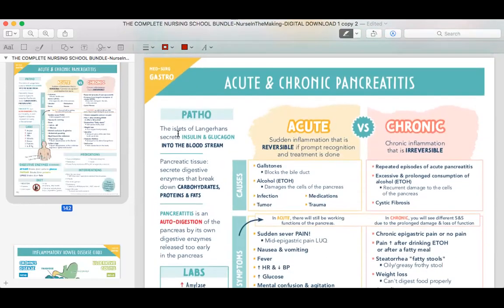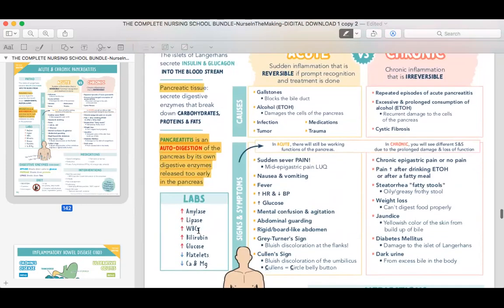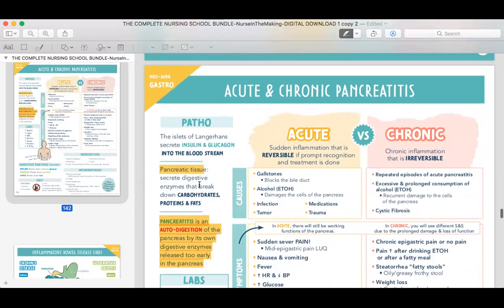Acute pancreatitis, so the patho is where the pancreas doesn't secrete properly. It can be a lot of things. Pancreatitis is an autodigestion of the pancreas by its own digestive enzymes released too early in the pancreas. What does that mean?